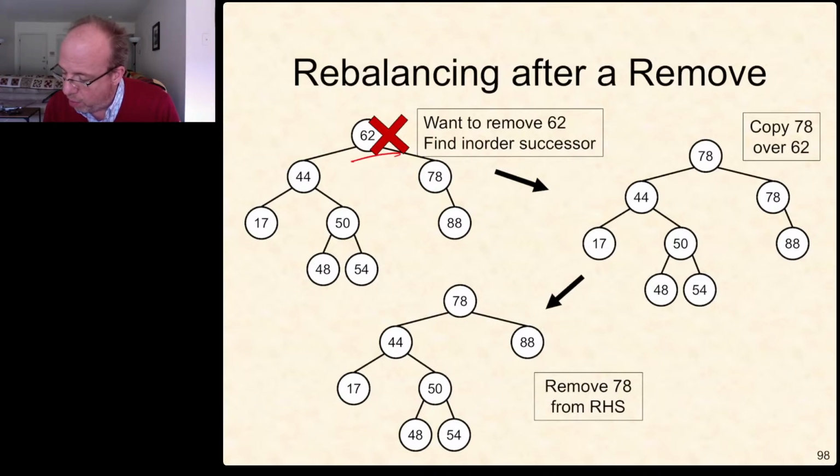Suppose we wanted to remove 62. We find the in-order successor. The in-order successor is 78. We copy 78 into the node. We remove 78 from the right-hand subtree and replace it with its left-hand subtree. But now again, we need to balance.